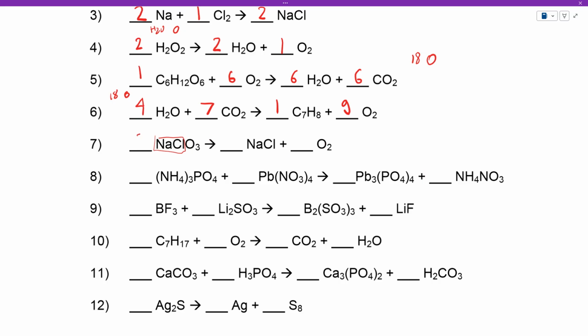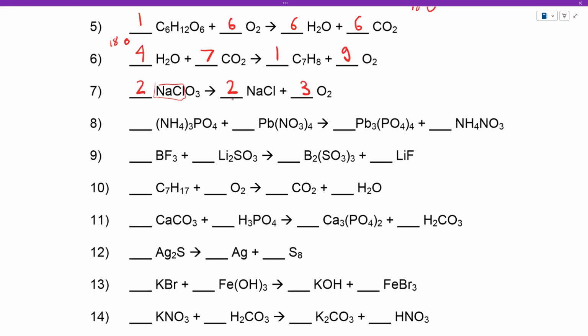So over here I'm gonna put a 2. Over here I'm gonna put a 3. So on both sides we're gonna have 6 oxygens. But now there's 2 of this NaCl now, so I'm just gonna put a 2 here, and let's double check. 2 sodiums, 2 chlorides, 2 chlorides, 6 oxygens, and 6 oxygens over here, and this equation should be balanced.